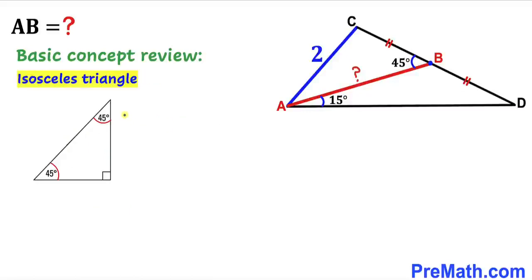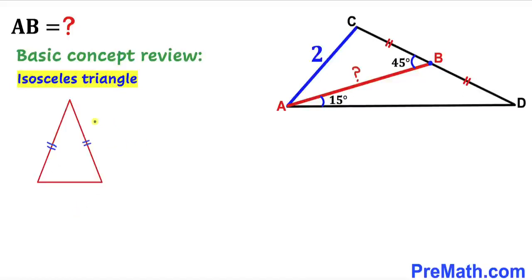And now let's recall this 45, 45, 90 degrees special triangle. We can see this angle is 45 degrees, this angle is 45 degrees, and this is our 90 degree angle. Such a triangle is called an isosceles triangle. So therefore, this side length is going to be equal to this side length. If this side length is A units, then this side length has got to be A units as well.